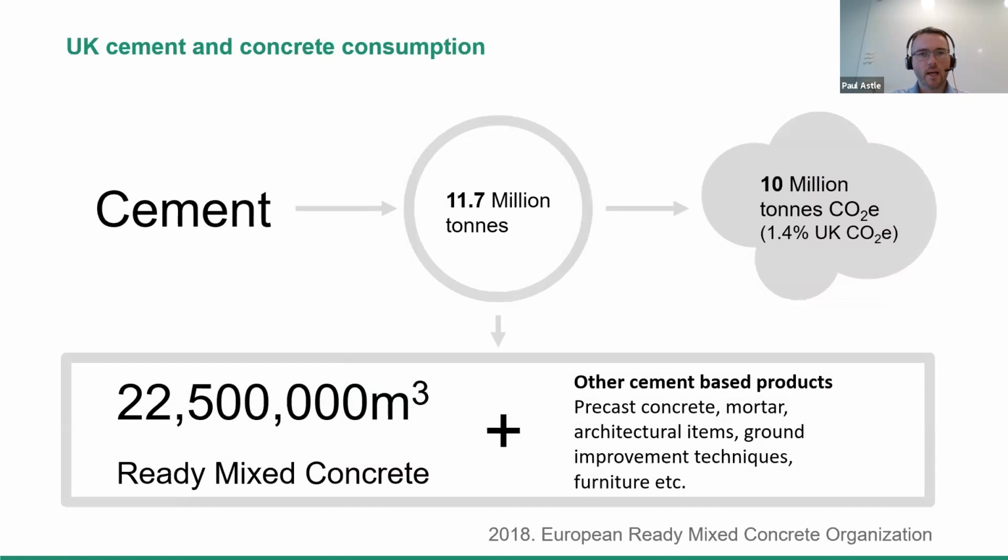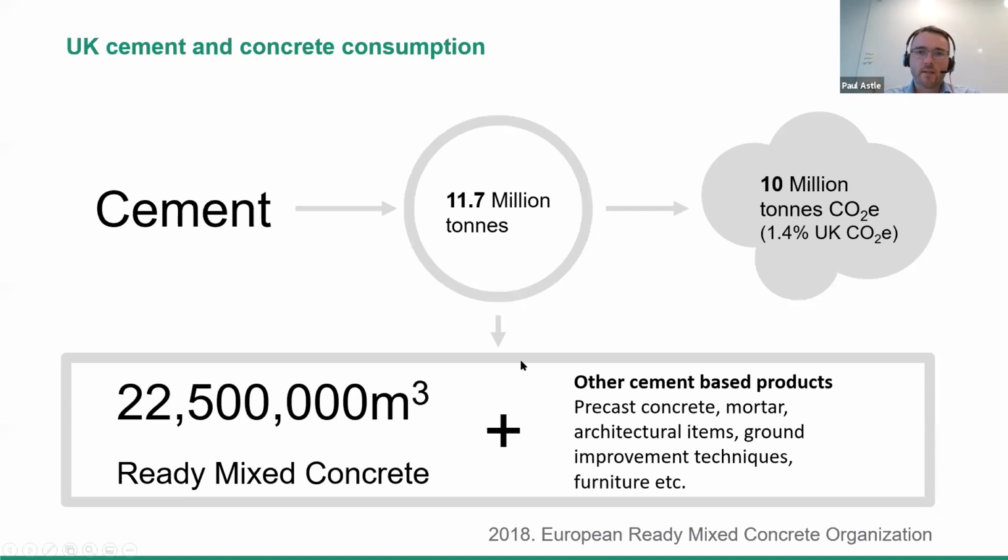And just as a bit of a wrap up, in terms of cement and how we use it in the UK, we consume around 11.7 million tons of cement, which is about 10 million tons of CO2, which is about 1.4% of the UK's territorial emissions. I think that was. No, that's not. That's consumption emissions. So not as big as the world average, but still, a significant number nonetheless.